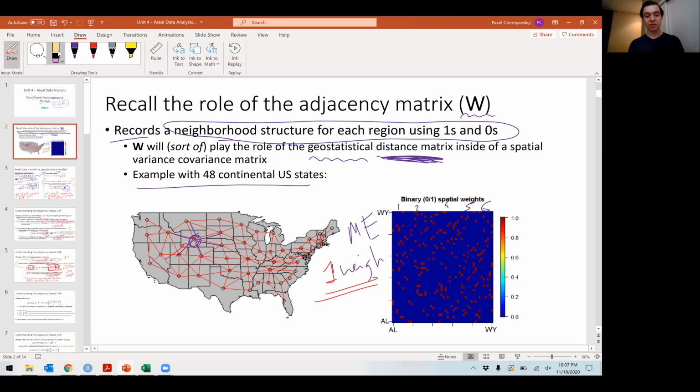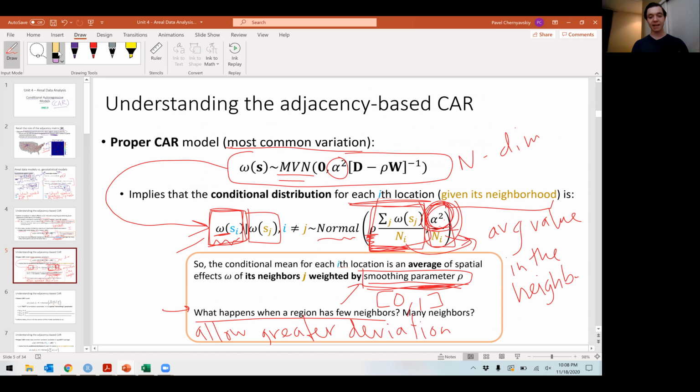So for us to generate a spatial latent effect for New Hampshire with its 3 neighbors, would be taking the average of those 3 neighbors, multiplying it by the smoothing parameter, and then putting that into the mean of a normal distribution. For the variance, taking our spatial variance, dividing it by 3. So regions that have few neighbors, we are allowing for greater deviation than regions that have more neighbors.